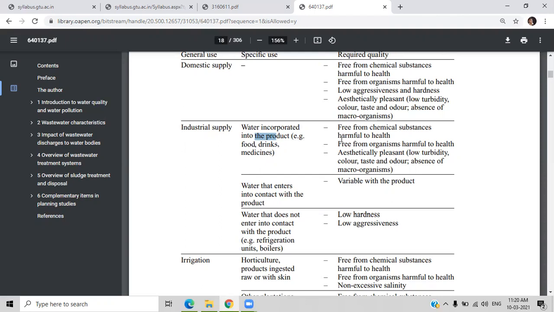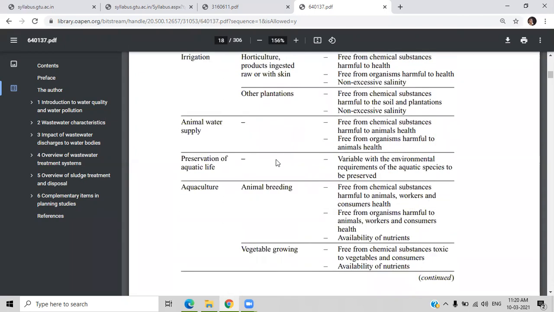So when in any industry the water is not directly in contact with or incorporated into the products, certain water qualities are required, namely low hardness and low aggressiveness. The next is irrigation purposes.